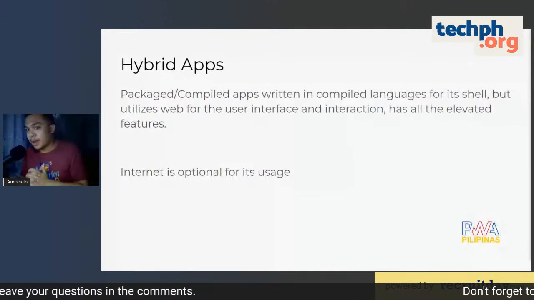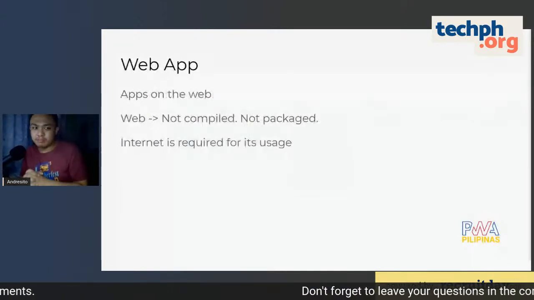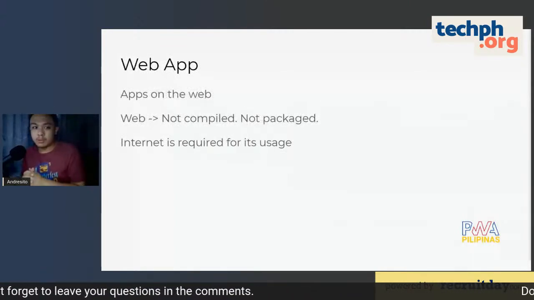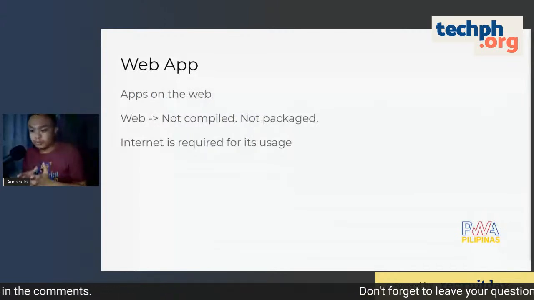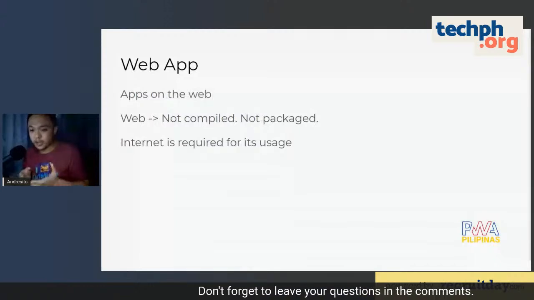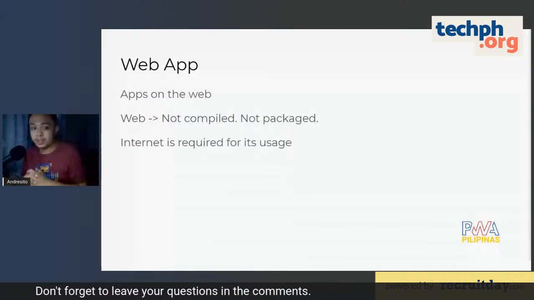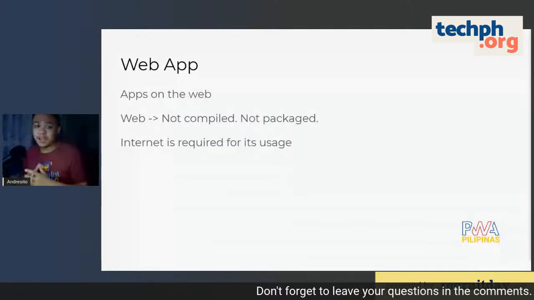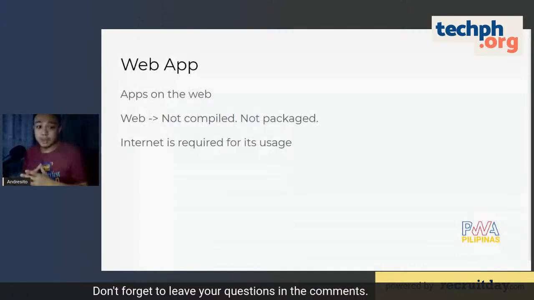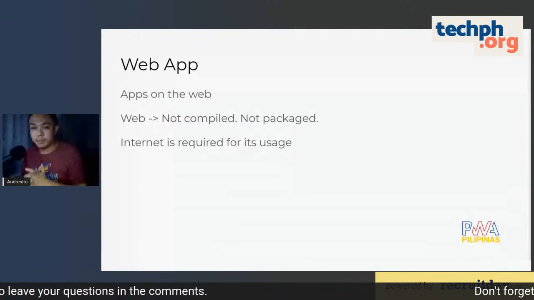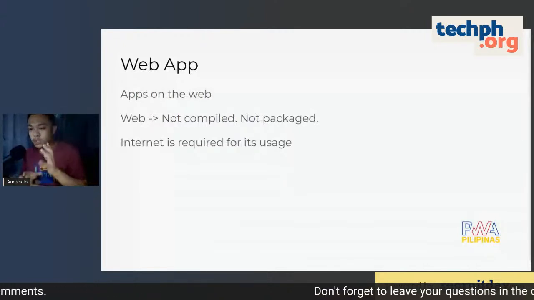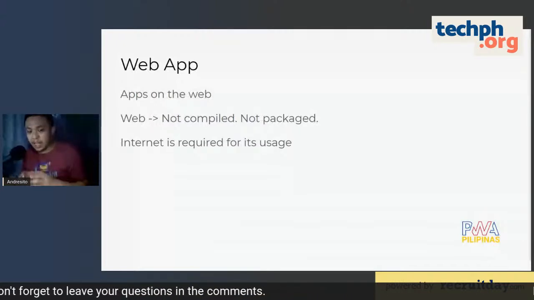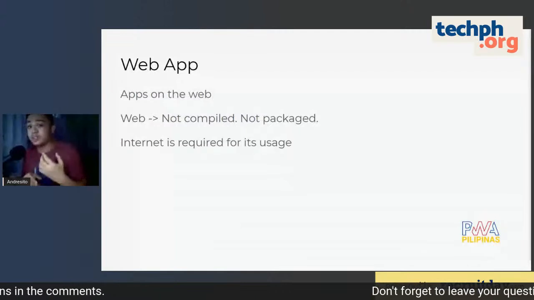Okay, next is web app. So these are your typical apps on the web. If you've used Facebook, that's a web app. If you've used the good old sites where you do your documents and stuff, those are web apps in general. So when it comes to web apps, since it's the web, they're not compiled and they are not packaged typically, but sometimes they're bundled in newer sets of web apps. And also, what's different with native apps is that typically internet is really required for you to use web apps.